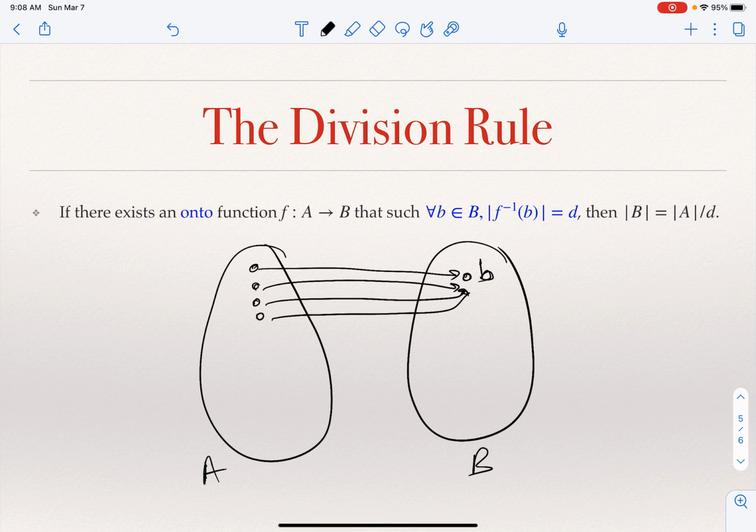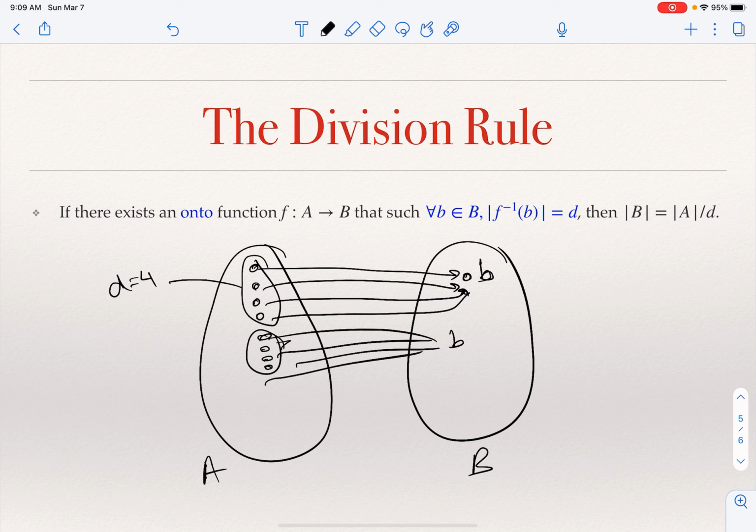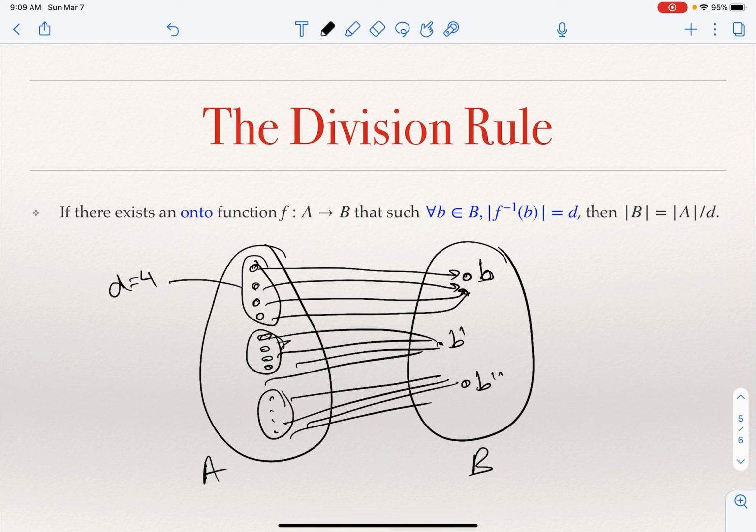If the cardinality of this, so here this is D equals 4. So if we have another case here, other 4, all of them map to the same element B prime and so on. So every 4 map to the same element here. If you look at this, well, every 4 in A map to a single element in B. The function is onto, so every element in B has to have a source in A. But not only does it have one source, it has D sources.